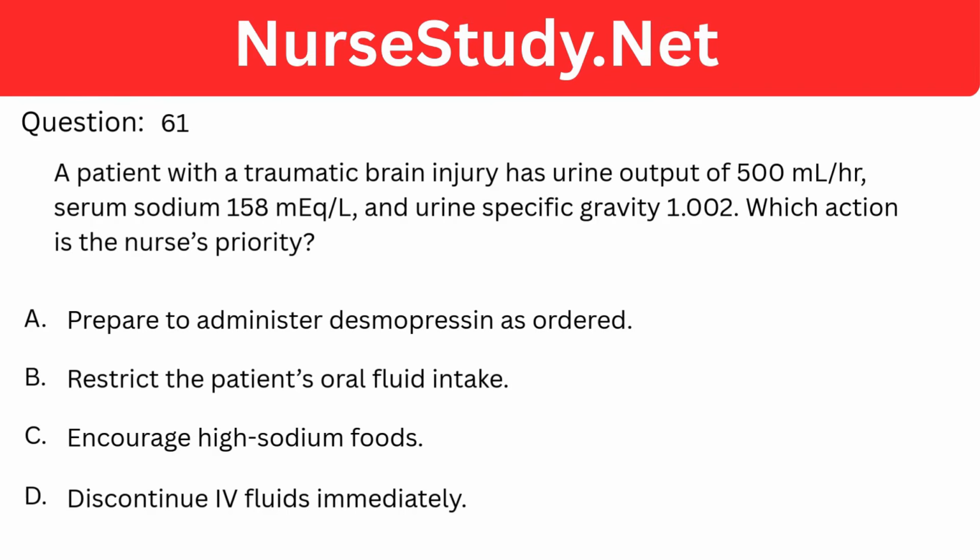Question 61. A patient with a traumatic brain injury has urine output of 500 milliliters per hour, serum sodium 158 milliequivalents per liter, and urine specific gravity 1.002. Which action is the nurse's priority? A. Prepare to administer desmopressin as ordered. B. Restrict the patient's oral fluid intake. C. Encourage high sodium foods. D. Discontinue IV fluids immediately.